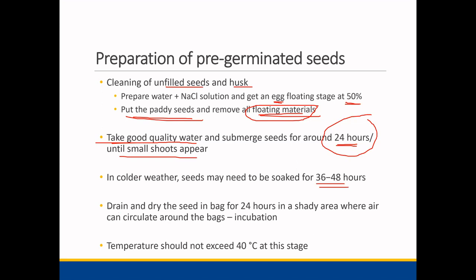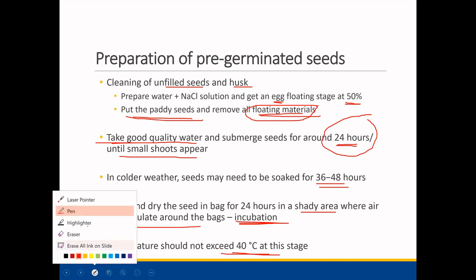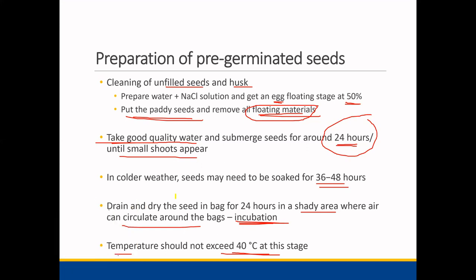Once you soak, you have to drain and dry the seed in a bag for maybe another 24 hours, in a shade area, not in direct sunlight, in a shady area where the air circulation is good. That's a kind of incubation period, which will promote the germination of seeds. But you have to make sure that when you do these operations, the temperature should not exceed 40 degrees, because otherwise these growing seeds will be damaged. Okay, so that's how we prepare the pre-germinated seeds.